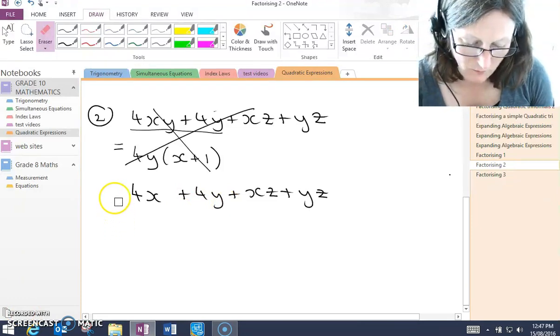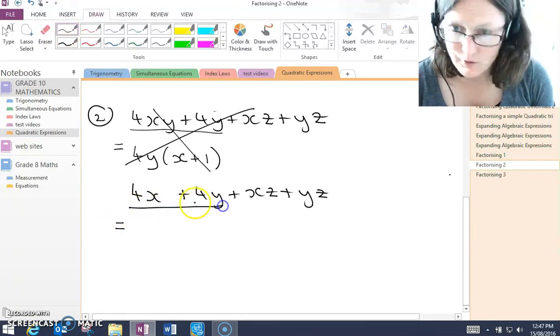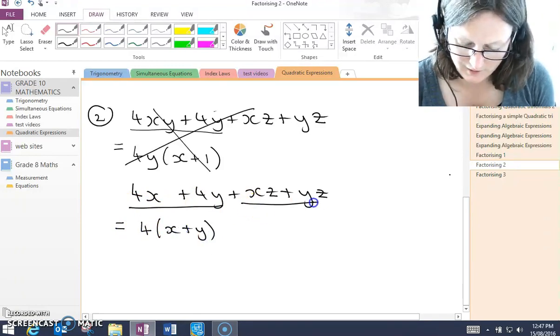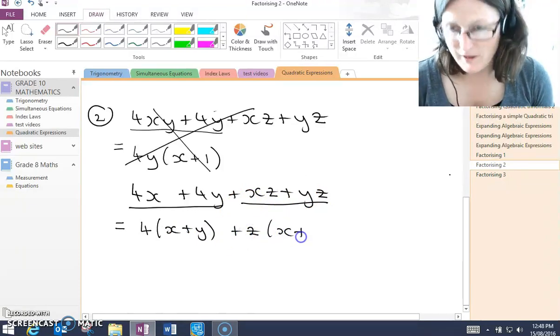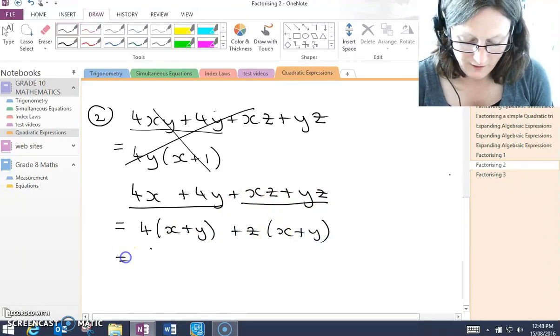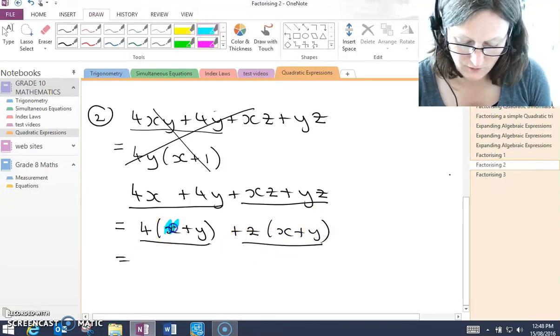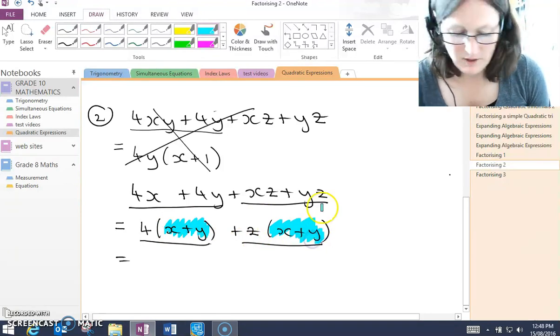So I think, well, maybe there is something common to 2 and 2. I look at the first two terms and 4 is common. When I take 4 out, I'm left with x plus y. I look at the next two terms, and z is common. If I take z out, I'm left with x plus y. I now have two terms, and there is something common to those two terms. The thing in the brackets is common, x plus y.